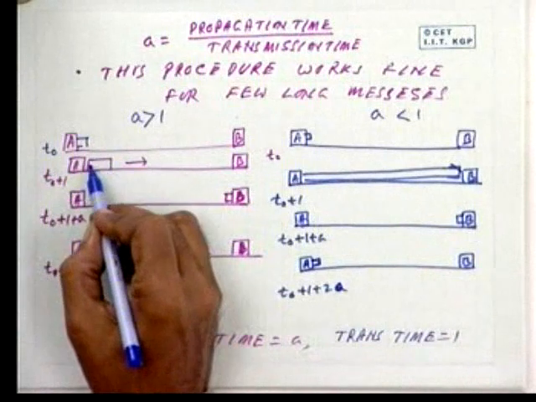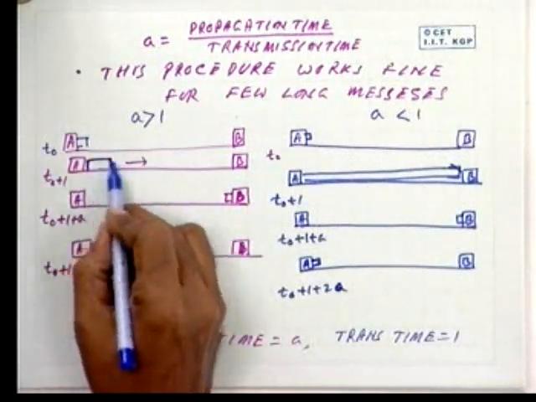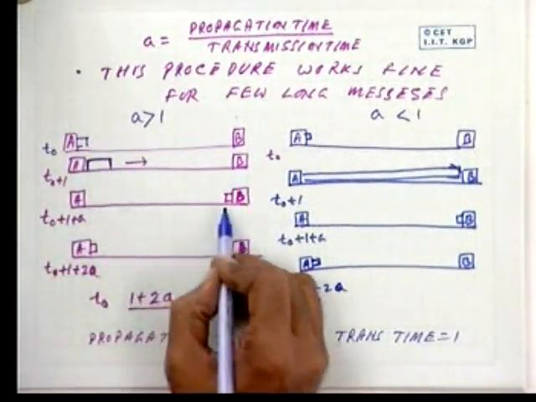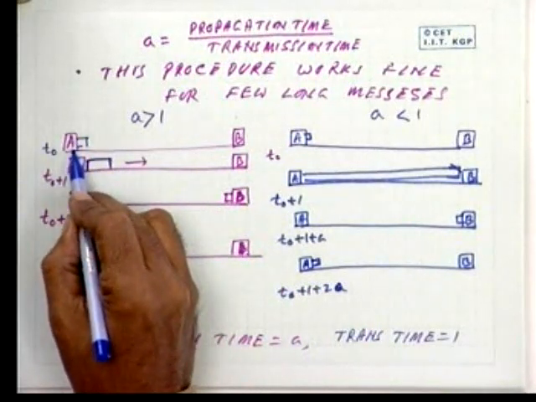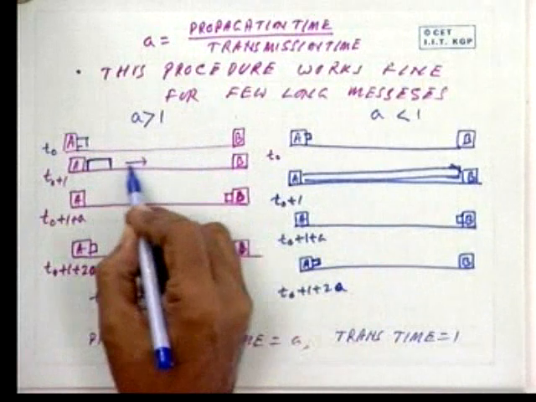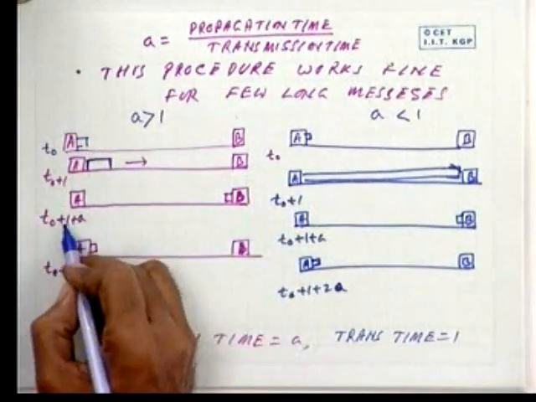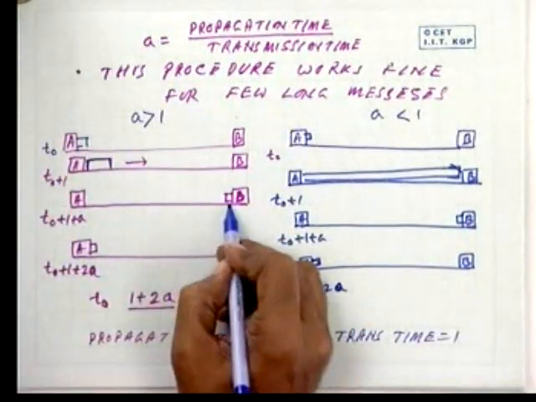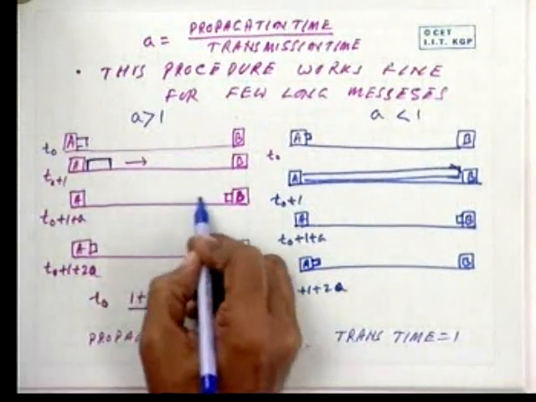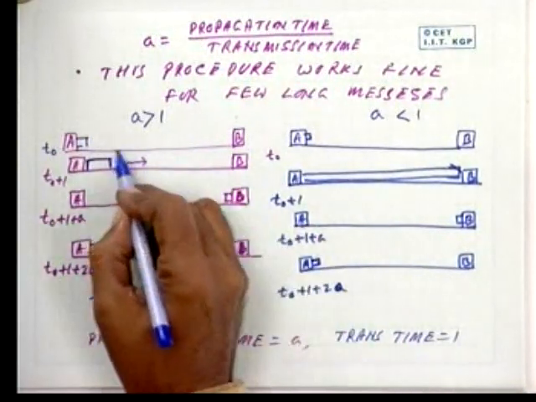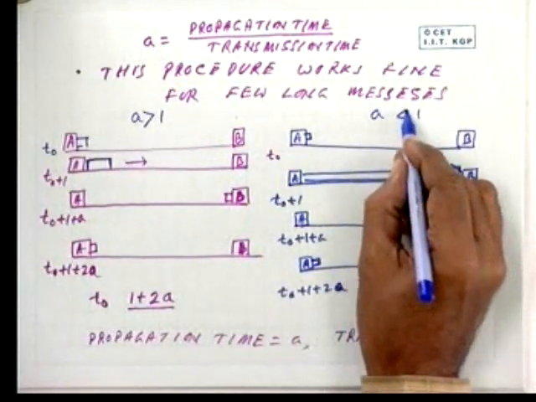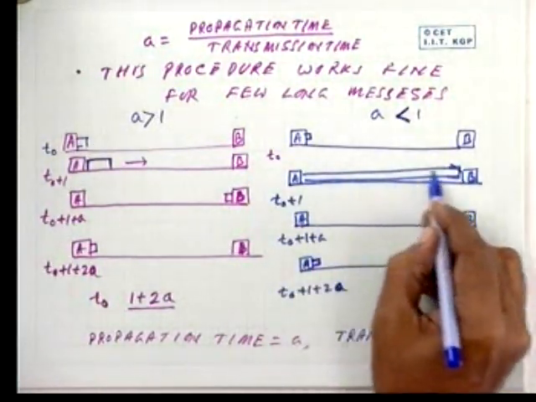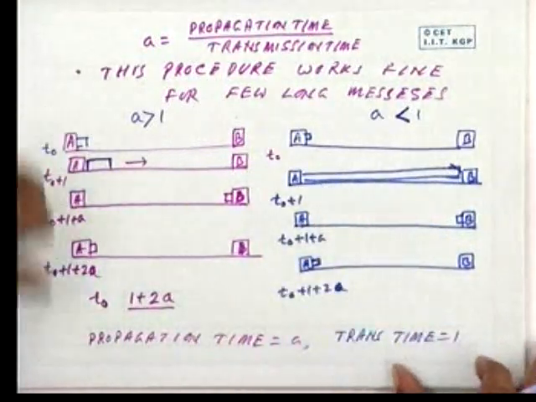Now if you look at the channel, in this particular case, the utilization is very less. As you see, the packet transmission is starting here, then it is moving in this direction, and at time t0 plus 1 plus a is reaching this. So most of the time the channel or the medium is remaining unutilized. On the other hand, in this situation, when a is less than 1, utilization is much more.